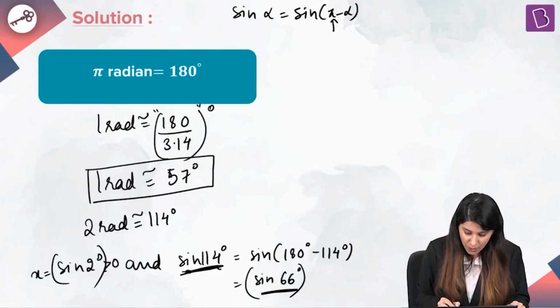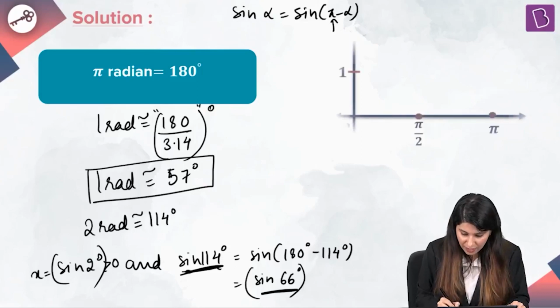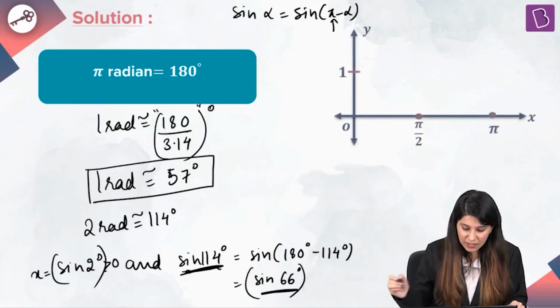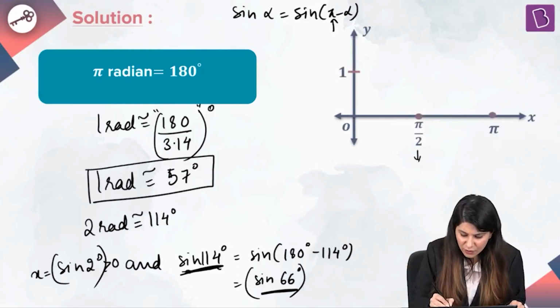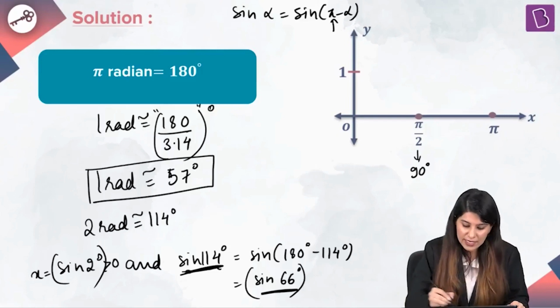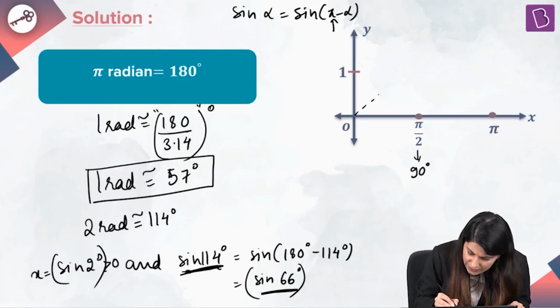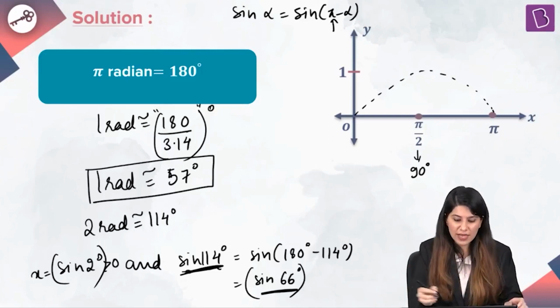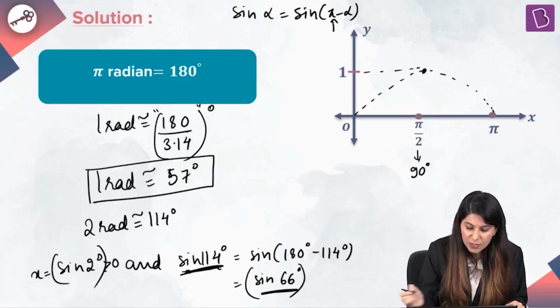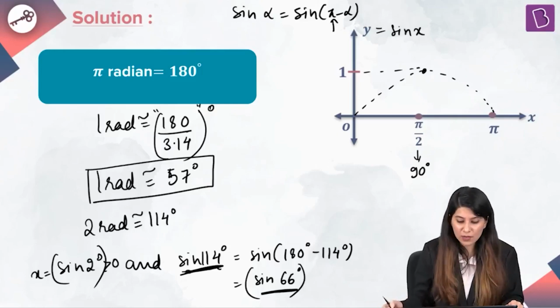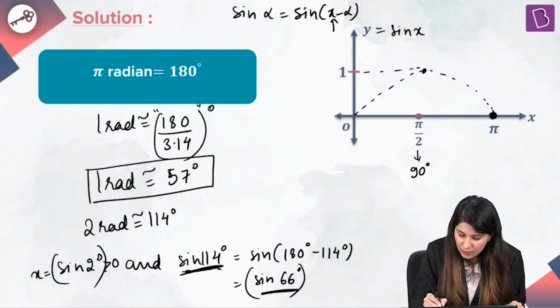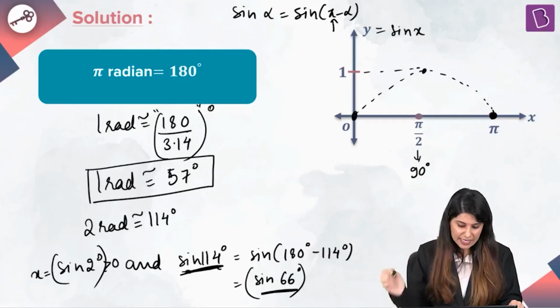We'll solve this with the graph. This is the graph. Let's plot the graph over 0 to pi. We can plot the graph from 0 to 90 degree as well. We already know the graph will look like this. We have already studied the graph. This is the graph from 0 to pi. At pi by 2, it is going to be equal to 1. This is y equals sine x I'm talking about. And at pi, it will be 0. And at 0, it will be 0.